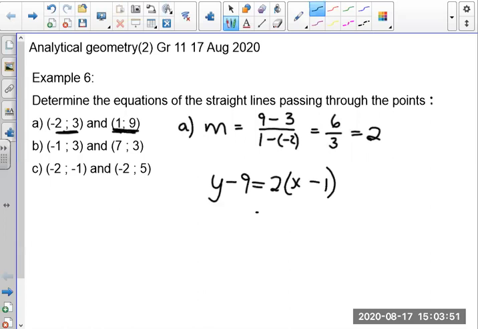And I simplify, that gives me 2x minus 2 here. And if I take the minus 9 and I add it to the right-hand side, I get 2x minus 2 plus 9 will give me plus 7. Okay.